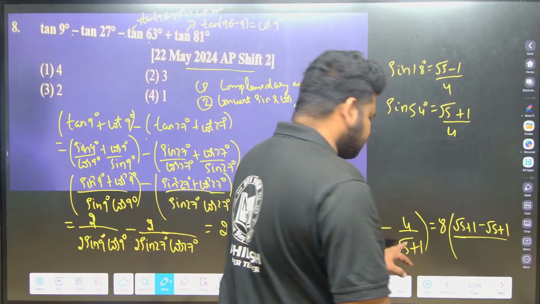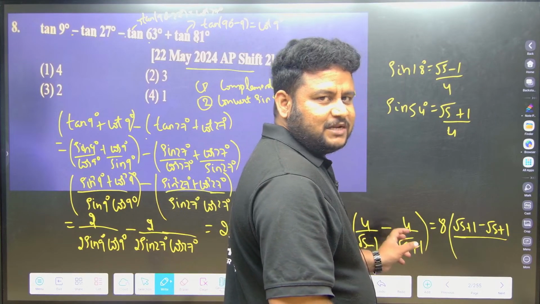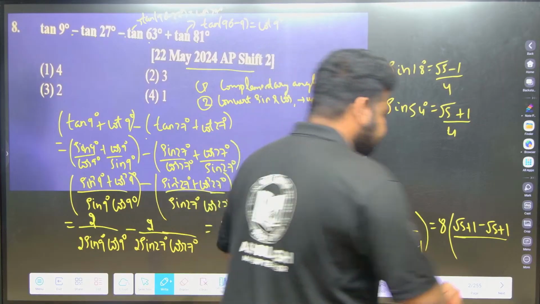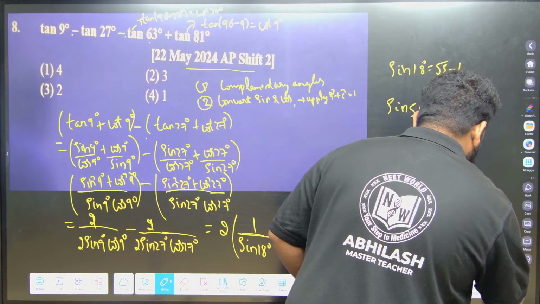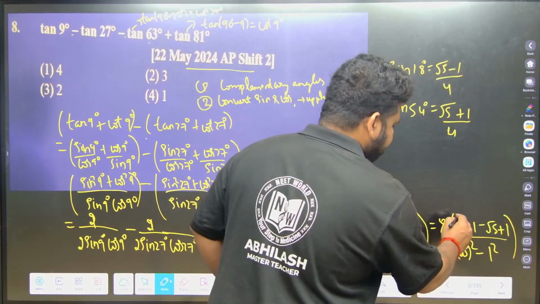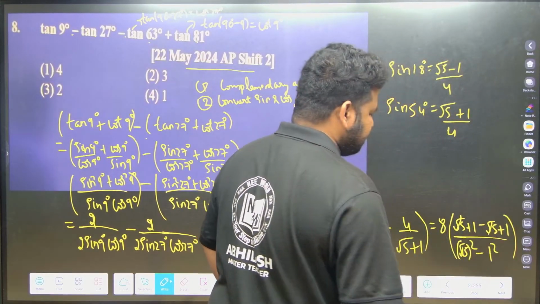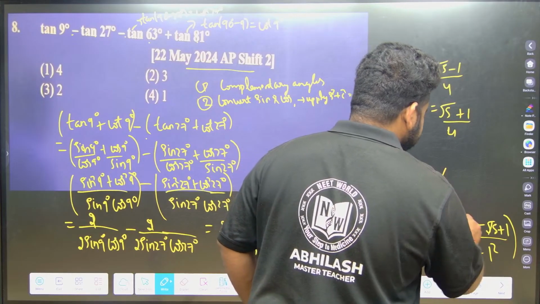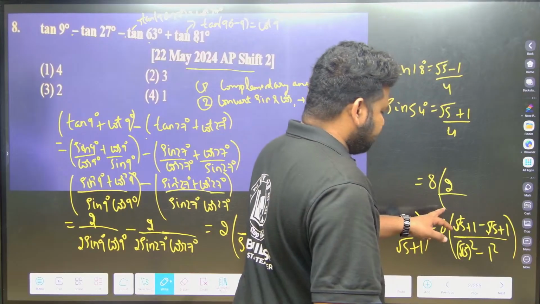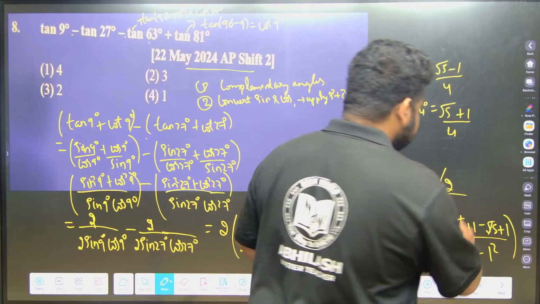Root 5 minus 1 into root 5 plus 1 is what? A plus b into a minus b is a square minus b square. Let me write the steps here. Root 5 square minus 1 square. Root 5 and minus root 5 will cancel. I will have 8 into 1 plus 1, which is 2. Root 5 square is 5, 5 minus 1 is 4.